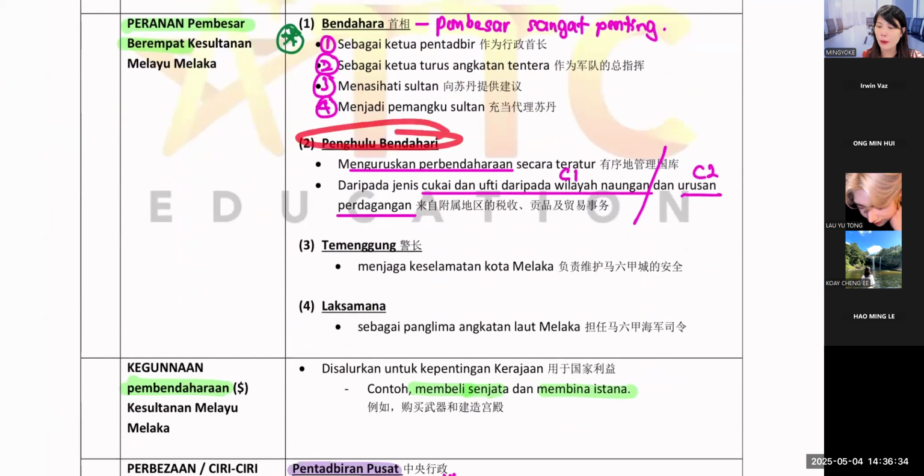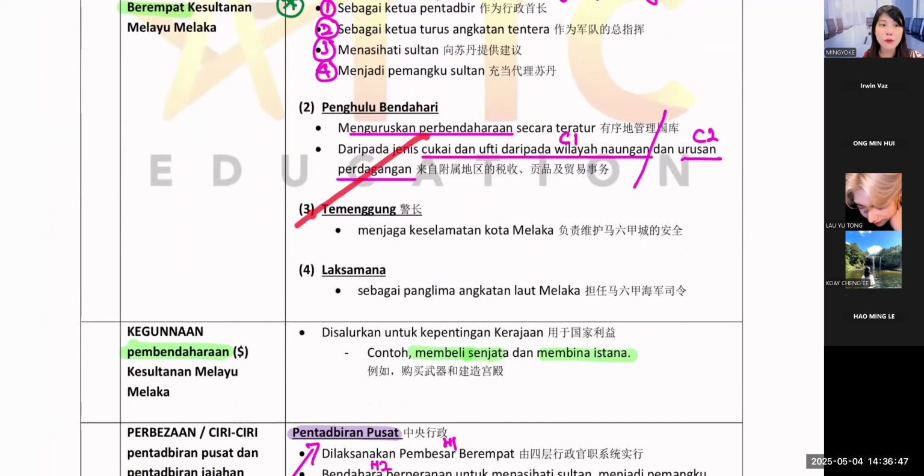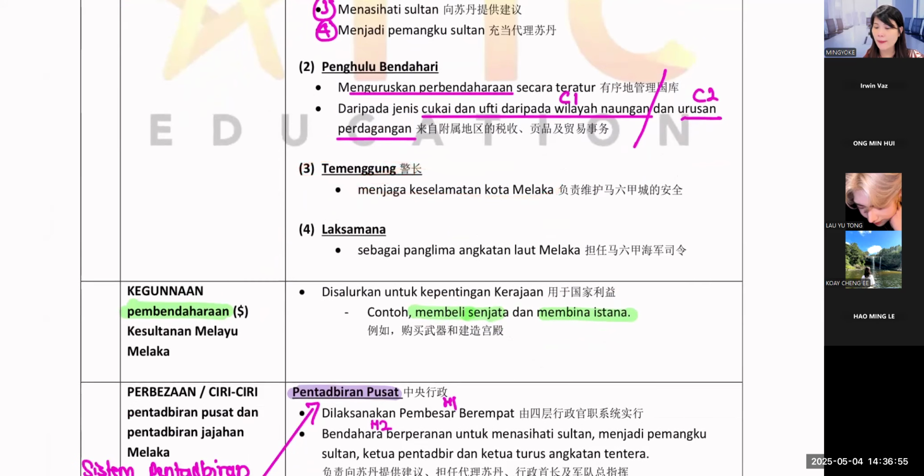Penghulu Bendahari is the one that manages the treasury, and the money comes from the taxation of the land that they shelter and the business. So what is the money used for? The money is used to buy weapons and build palaces. Temenggung is to protect the city, security. Laksamana is to protect the sea. He's the military general of the sea, marine.